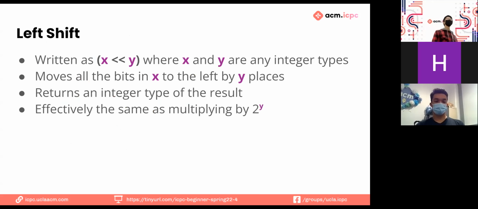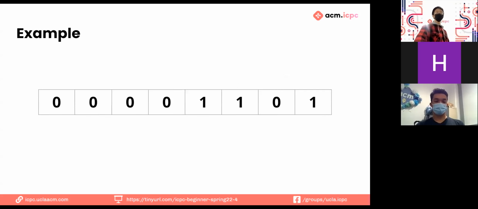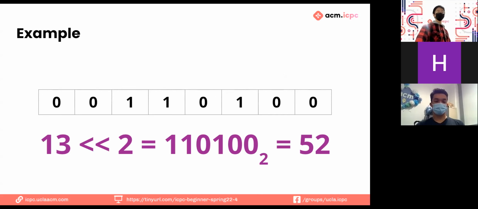Okay, the left shift operator, written as two smaller-than signs, shifts the left operand by y slots. For example, if you have 2 left shifted by 2, it means you shift the bit pattern of 2 to the left by 2 bits. Effectively, it's the same as multiplying the number by 2 to the power of y. Let's take a look at another example with the number 13. Here's the bit pattern of 13, and if we shift the pattern to the left by 2 bits, we get 110100, which is 52.